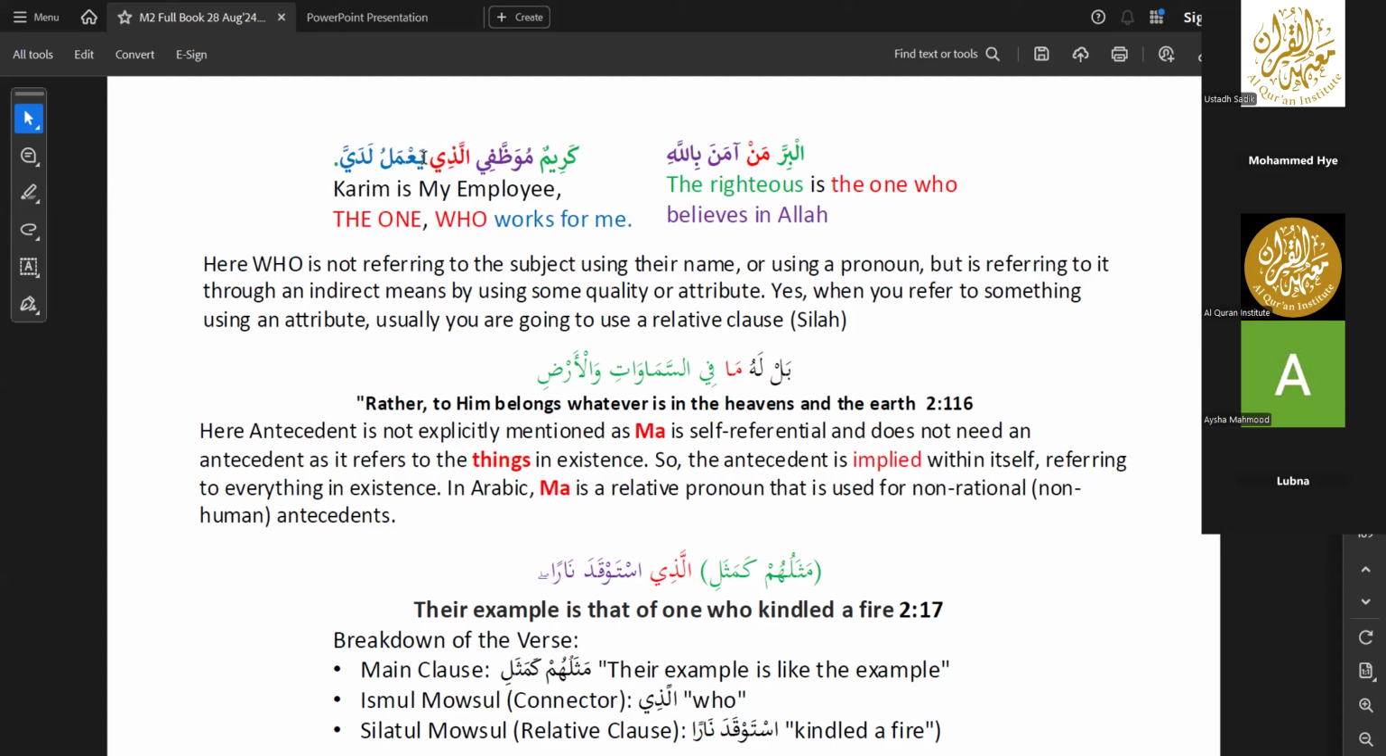No, sir. It is clearly Silatul Mawsul, the one who works for me. It's clearly after Allazi, it's Silatul Mawsul's area, so there is no choice. Of course. In this example, can I ask, we're seeing the khabar after mubtada, and then allazi, which is ismu mawsul, followed by sila. Is that right?